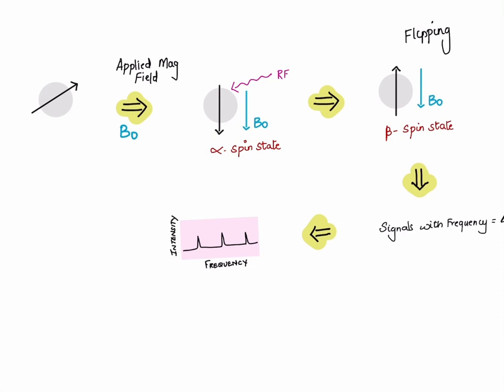And when the nuclei absorb radio frequency radiation and flip their spins, they're going to generate signals with a frequency that is equivalent to the delta E, which is the energy difference between the alpha spin state and the beta spin state. The NMR spectrometer then detects these signals and plots their frequency versus intensity map, and we call that plot the NMR spectrum. Since the nuclei are said to be in resonance with the RF radiation, we use the term nuclear magnetic resonance spectroscopy.